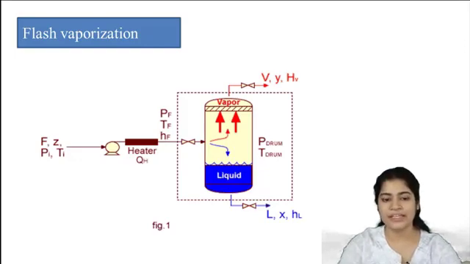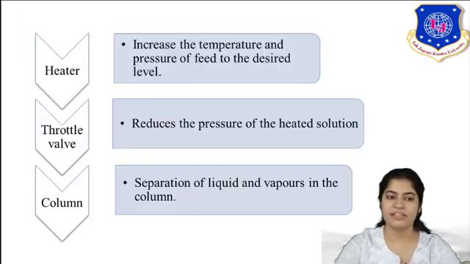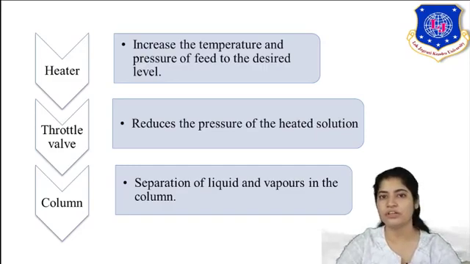What we are doing is heating the feed to a new temperature and pressure condition. You can see PF, TF. Enthalpy has also been increased by supplying heat. This feed with new operating condition is sent to a pressure reduction valve, a throttle valve. Because of the reduction in pressure, flashing occurs. So in the heater, what does it do? It increases the temperature and pressure of the feed to a new level. Then it is sent to the throttle valve. The role of the throttle valve is to reduce the pressure. Now it is introduced into the column. What happens in the column? Separation of liquid and vapors.